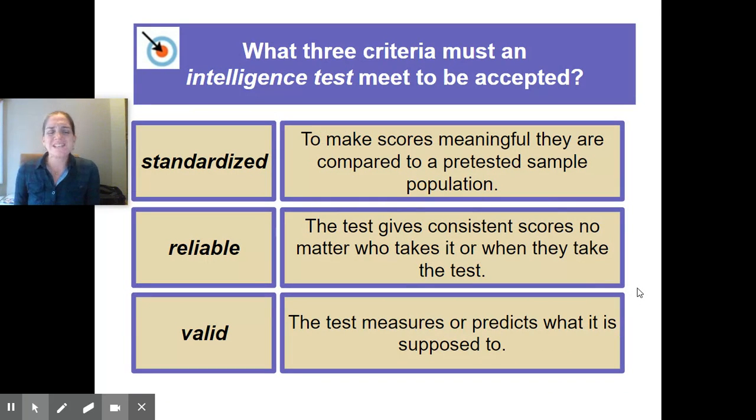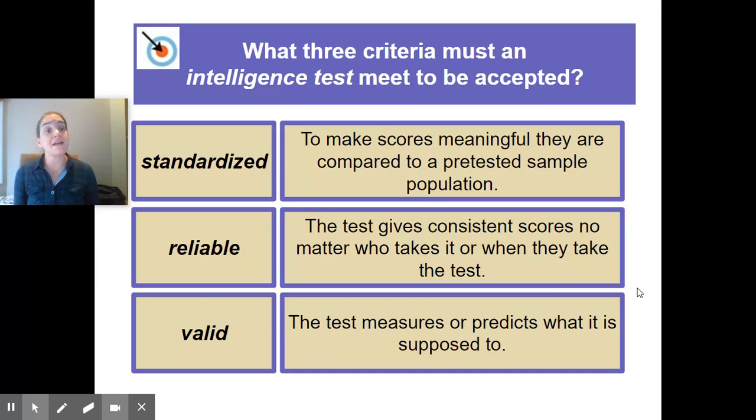So what makes a good test? What does a good test have to be? Okay. Three things: standardized, reliable, valid. Standardized means scores are compared and contrasted to a pre-tested sample. Okay, that's it. You just need to put it in some sort of context.